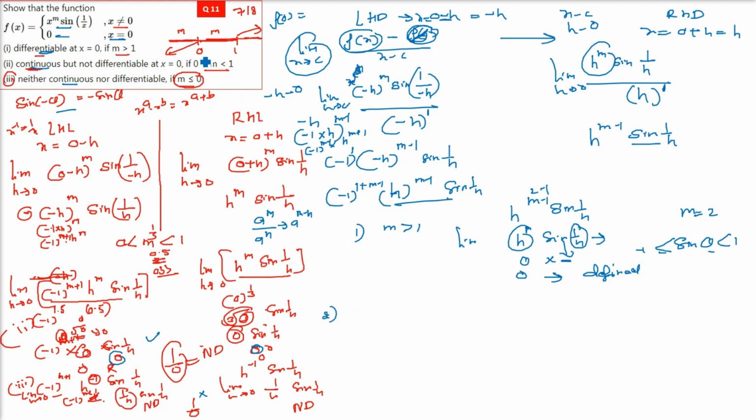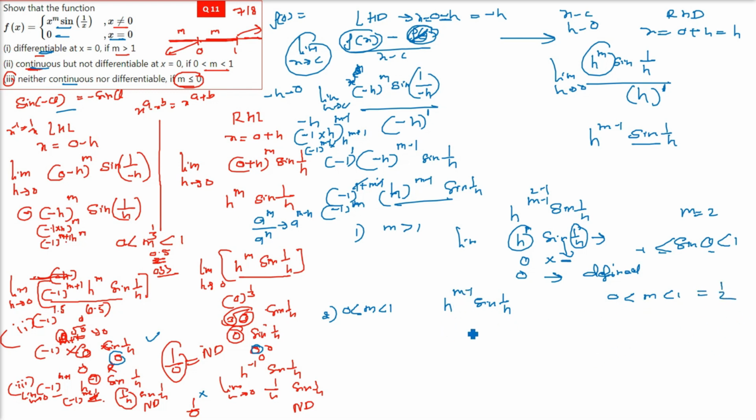Second case is m between 0 and 1. Now when m is between 0 and 1, same thing we are going, because LHD and RHD are equal now. So h raised m minus 1, this we don't have to worry about. You will say that there is a negative 1 raised to the power m, but it will not affect. The limit is on h, not m. So h raised m minus 1 sine 1 by h. Now m is between 0 and 1, just take some value, m you can take as half, 0.5.